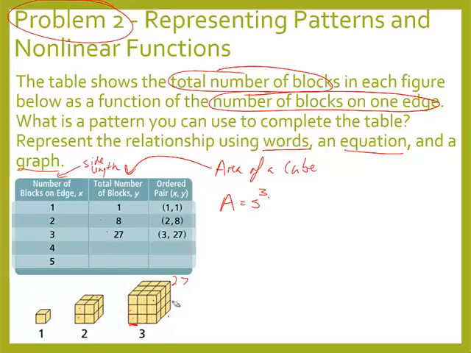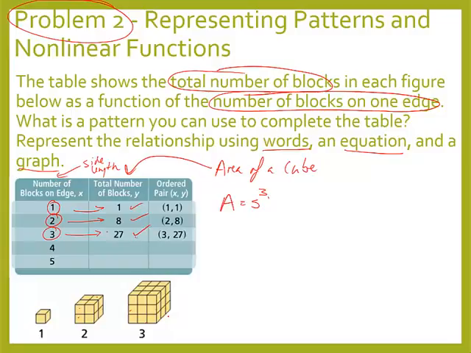Let's see. So here we go. So 1 cubed is 1 times 1 times 1, which equals 1. 2 cubed is 2 times 2 times 2. 2 times 2 is 4. 4 times 2 is 8. Check. 3 cubed is 3 times 3 times 3. So 3 times 3 is 9. 9 times 3 is 27. Check. Okay, so it checks out.